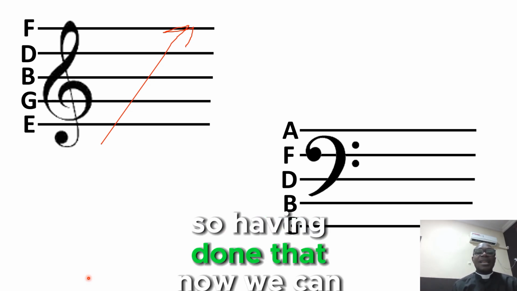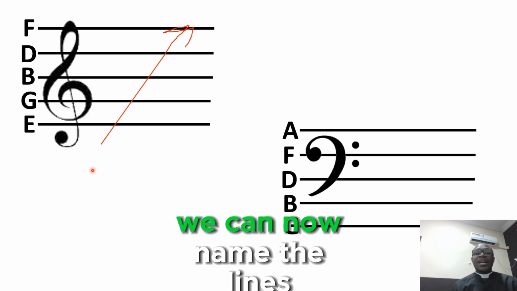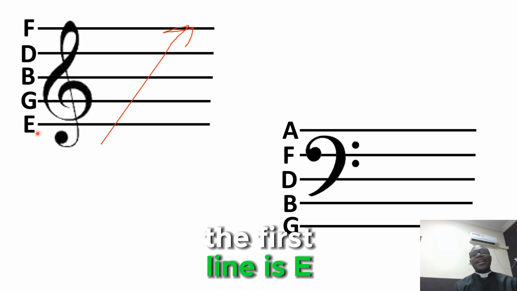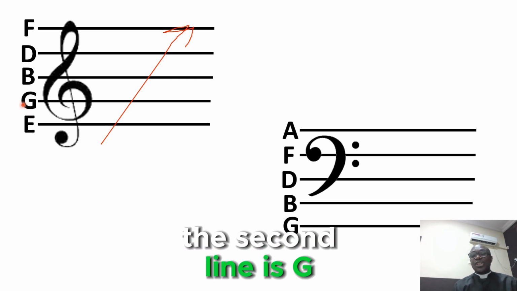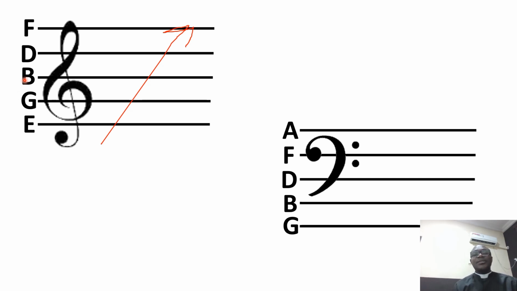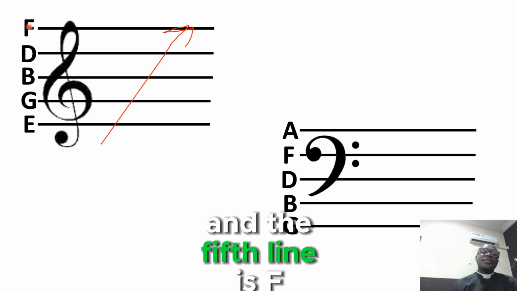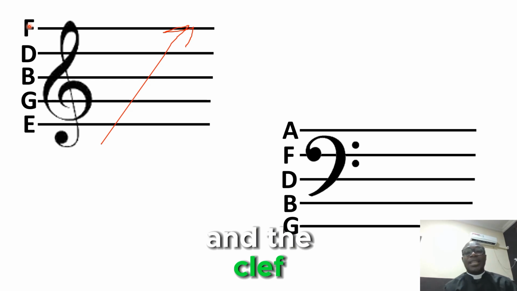So having done that, we can now name the lines. I've already done that earlier. So the first line is E, the second line is G, the third line is B, the fourth line is D, and the fifth line is F. We are dealing with lines in this case and the clef.